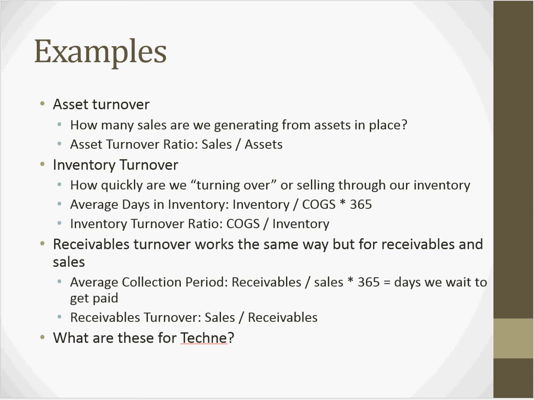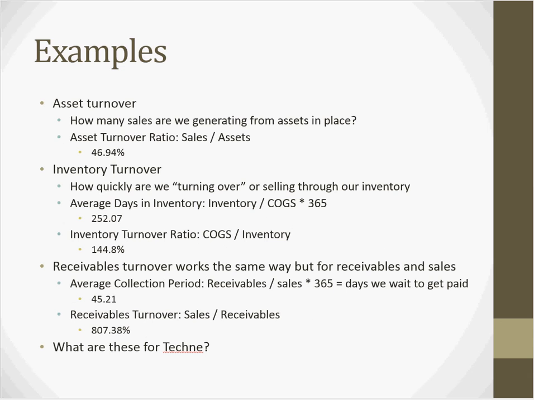Okay, there you go. Obviously some of these are better than others. A total asset turnover of 46% is pretty bad, right? Usually we would like that to be much higher than that. But again, these depend on the nature of the industry. So for Techne, their total asset turnover is really bad. Average days in inventory is really bad. Collection period is okay compared to companies not in their industry.